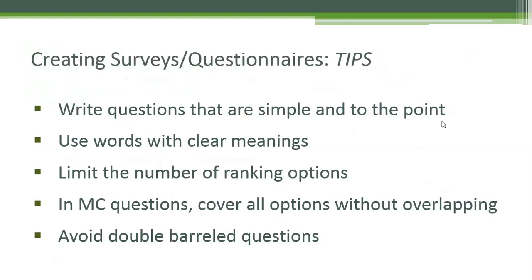Avoid double-barreled questions. A double-barreled question is asking two questions in one. It can be confusing for recipients to answer those questions because they don't know if they're answering the first or second part. And ultimately, when you receive that data, you can't really say which question they're answering. That can be confounding in your own data collection.